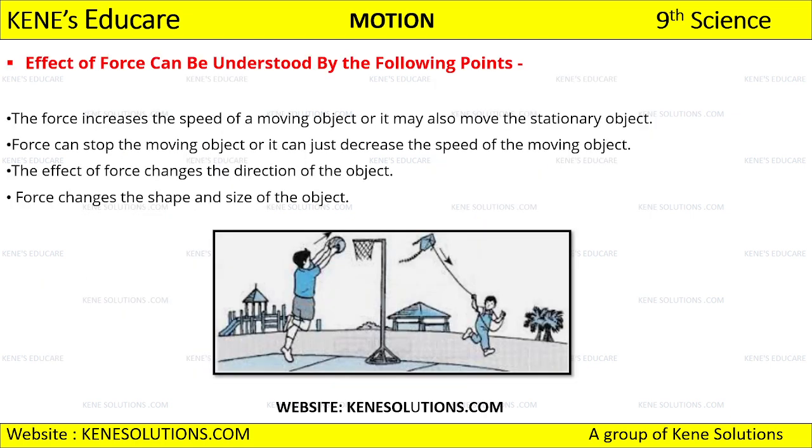Then we discussed the effect of force, and we can understand the effect of force on any object by the four points which have been given. That is, force can increase the speed of a moving object, it can stop a moving object, it can even increase and decrease the speed of a moving object, it changes the direction of the object, and it even changes the shape and size of the object. So these are the points that we need to be aware of.